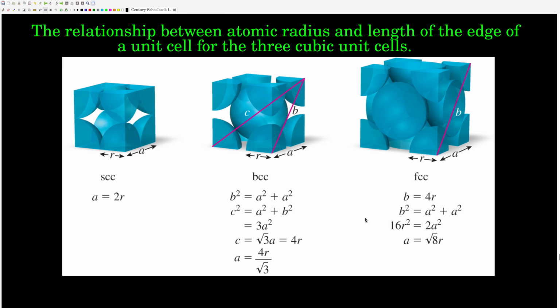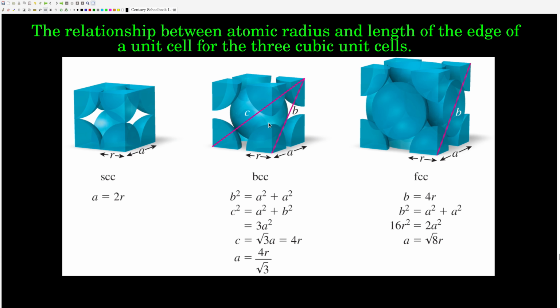All right. So the relationship between atomic radius and the length of the edge of the unit cell is a good thing to know for all 3 unit cells. We already know it for a simple cubic unit cell. Here A represents the length of a side of the unit cell. It's just 2 times the atomic radius.